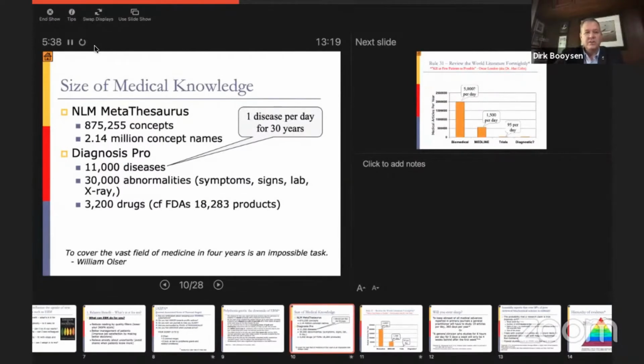875,000 or more concepts in medicine. 2.14 million concept names. 11,000 diseases. If you cover one disease per day, it'll take you 30 years to cover 11,000. 30,000 abnormalities, symptoms, signs, labs and x-rays. 3,200 drugs. Okay, 18,000 products. So William Osler says to cover the vast field of medicine in 4 years is an impossible task, which you're obviously aware of. And the same happens with optometry.